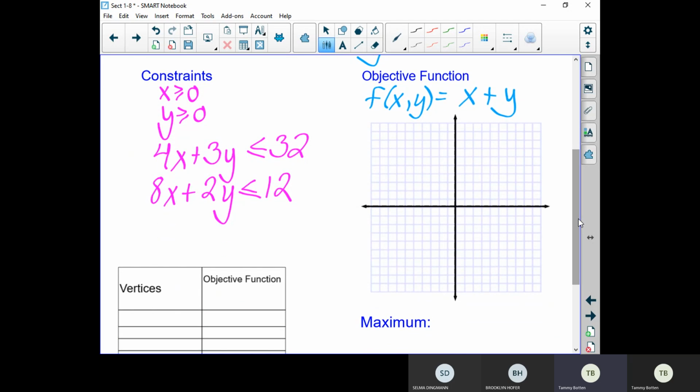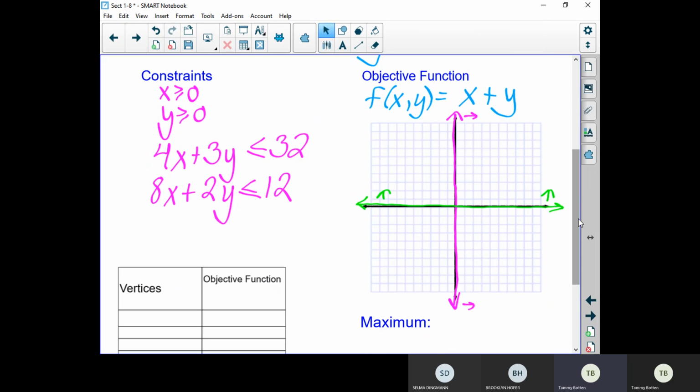Now we're going to start graphing those. When you look at x equals, remember x is vertical. The line x greater than or equal to 0 is this line, and greater than means it's here. Y equals 0 is this, and it has to be greater than that again. So it needs to be in the first quadrant somewhere.